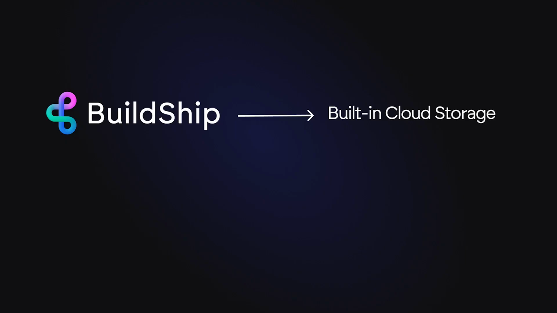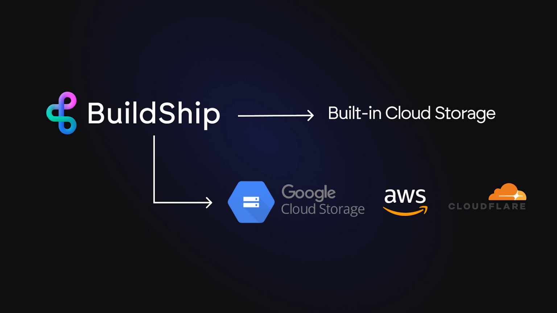BuildShip comes with built-in cloud storage that you can use in your workflows. This makes it super easy to save files, images, or assets that you might generate or need to use in your apps. Of course, you can connect to, say, your own Google Cloud Storage or other storages you want, and that's the flexibility of BuildShip. You are not limited in any way.